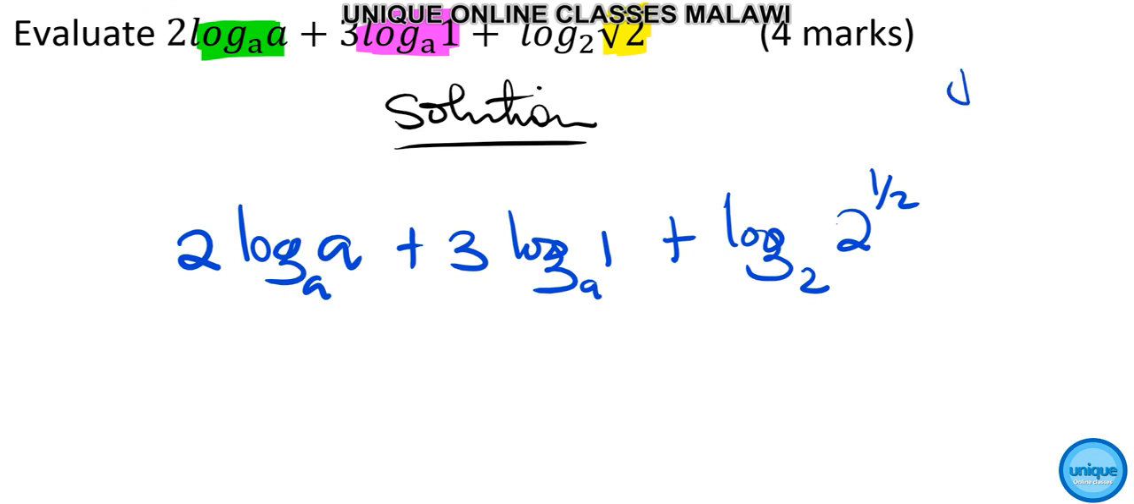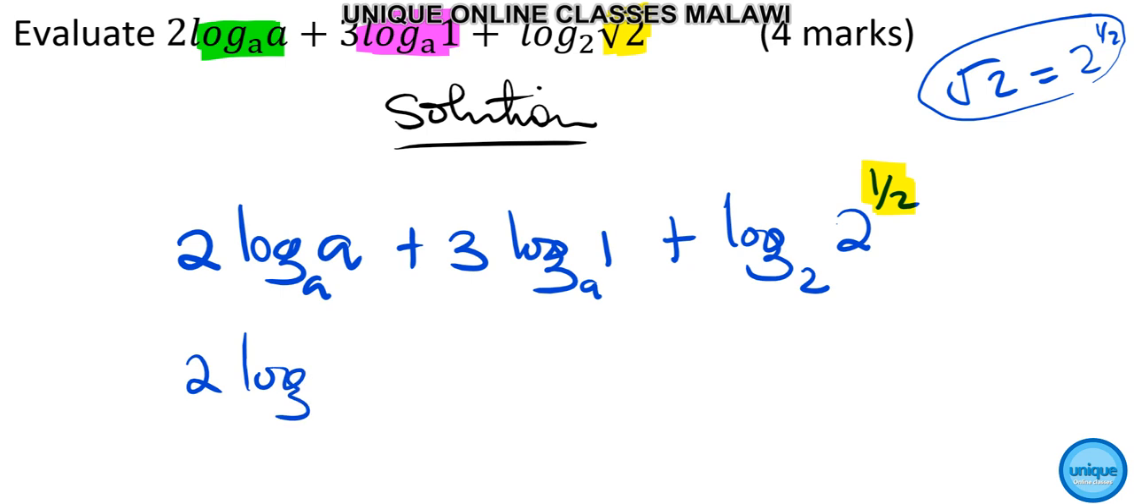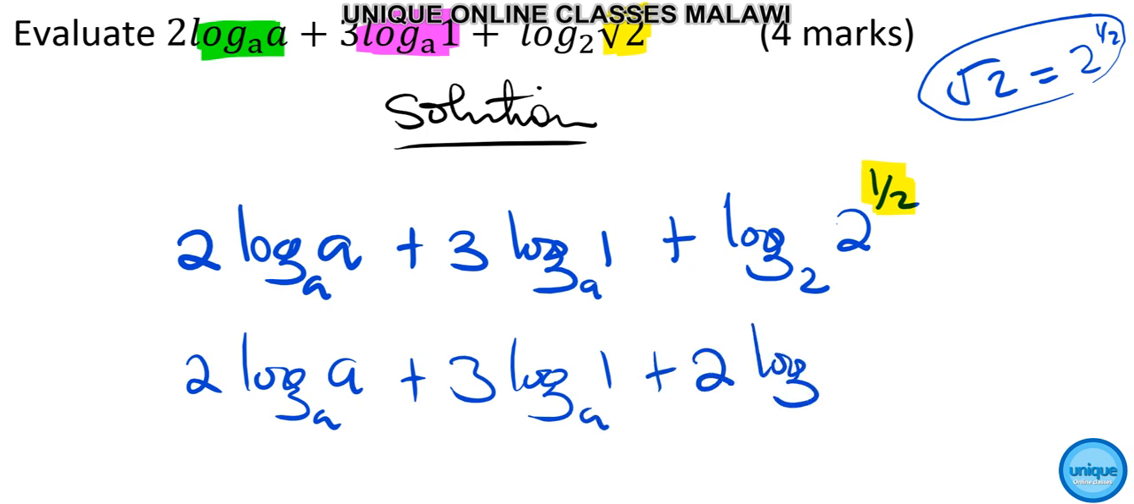Pamenepo 3^2, chimodzimodzi 2 power half napangapo zimene. So watch a video yokhudzana ndi laws of indices. So yeah, and the next step is to move that half ku front of log. So you made panga take 2 log a base a plus 3 log of 1 base a then plus 2 then log of 2 base 2.